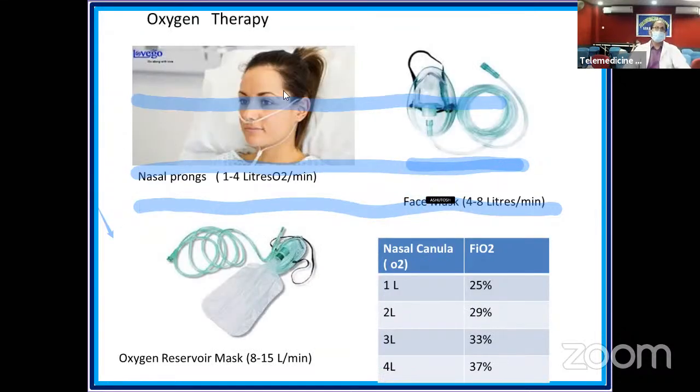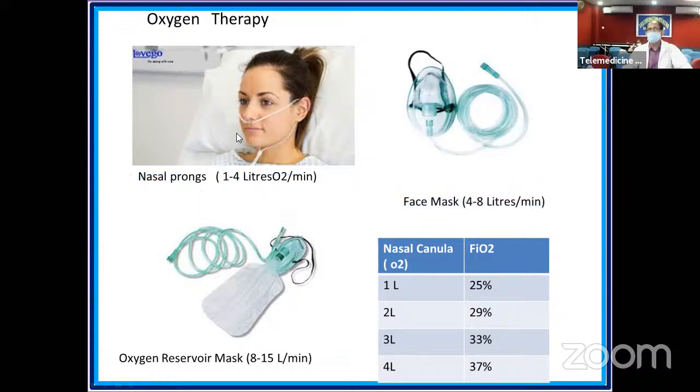Next comes our oxygen therapy. Oxygen by means of nasal prongs, a simple device available everywhere. All COVID hospitals should have 3 devices at least, because these are not unavailable things. They are available everywhere. With nasal prongs, we can give oxygen 1 liter to 4 liters per minute. If we require more than 4 liters, we cannot use nasal prongs. Next comes the face mask. With a face mask, one can give 4 to 8 liters per minute of oxygen to maintain SpO2 above or around 94.